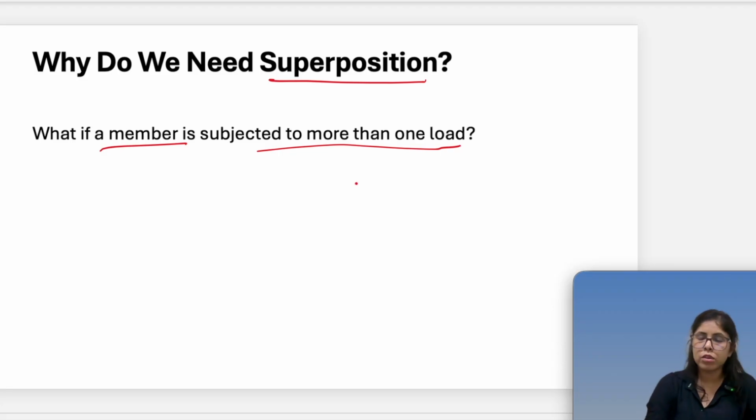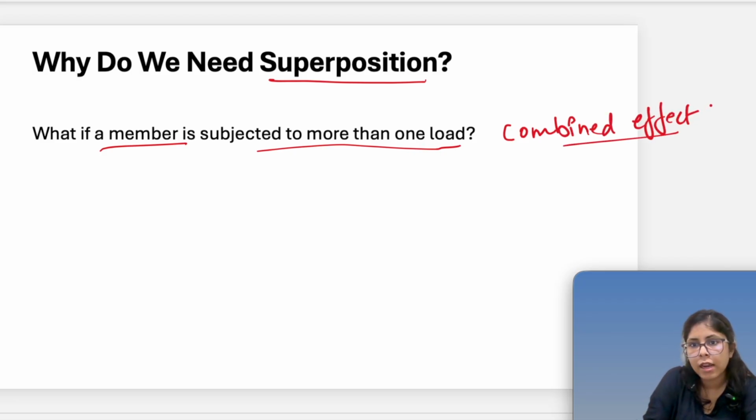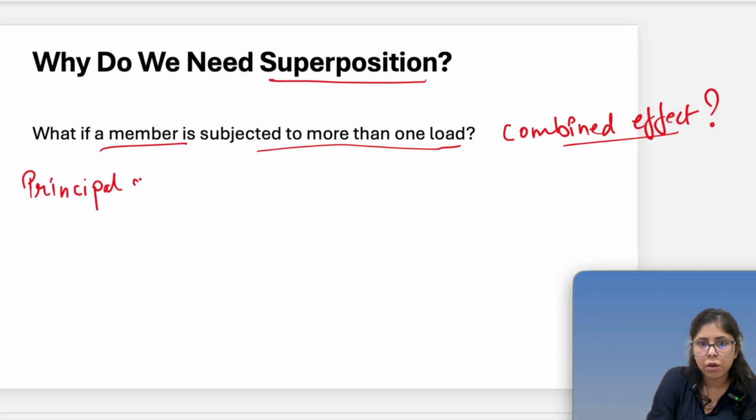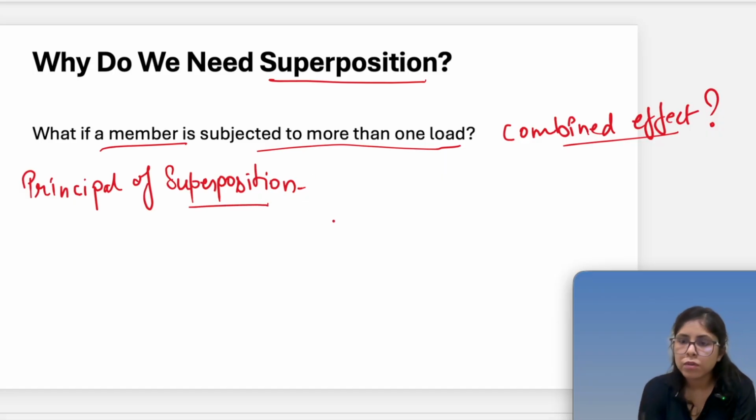But if there is more than one load, then can we say something? What will be the effect on that material? So can we calculate the combined effect? Will there be a combined effect first of all? Yes. So there will be a combined effect, right? That combined effect will be how much? So as per the principle of superposition, we say that each of the loadings will have its own effect, and the combined effect will be the summation of all the effects.